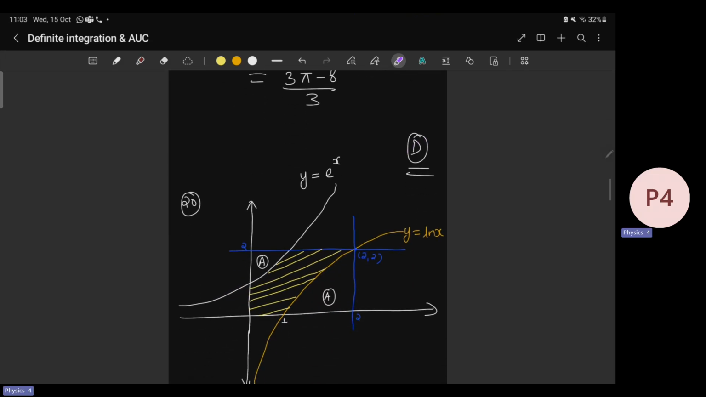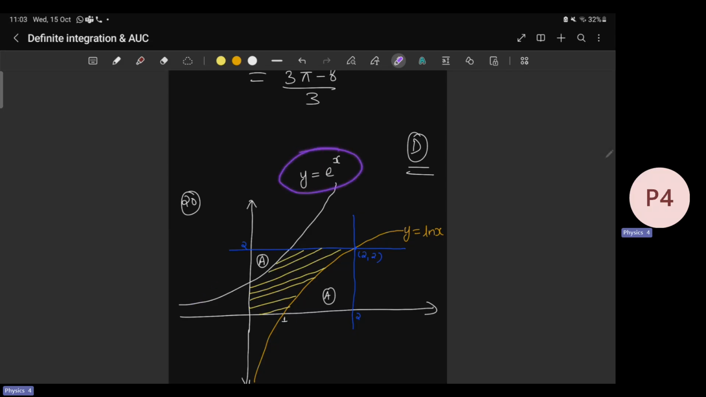Now moving on to the next question, question number 20. First we will draw y equals e to the power x. And this is y equals ln x. We already know that these two graphs are inverse of each other, and all inverse graphs are symmetric along the y equals x line.